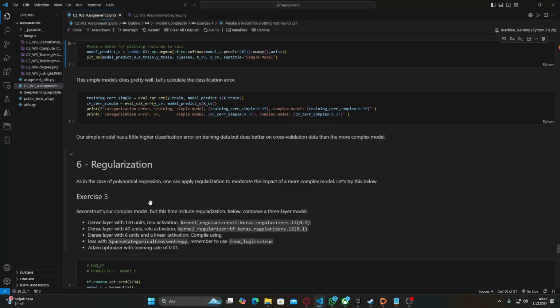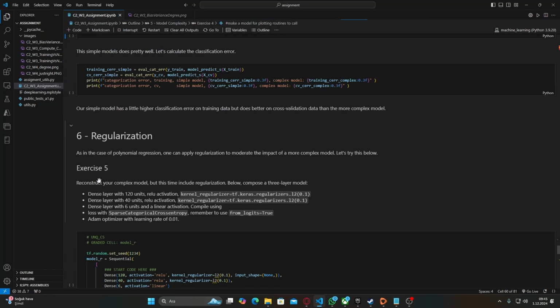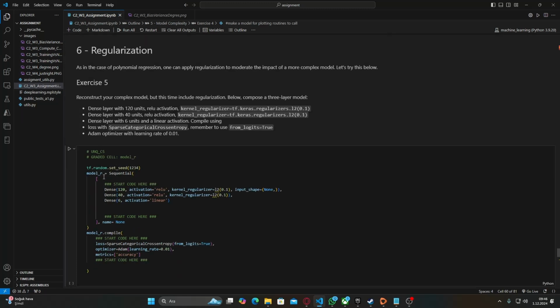After this one, I'm going for the regularization. As in the case of polynomial regression, one can apply regularization to moderate the impact of a more complex model. Let's try the below, and here is exercise 5. I'm just going to explain what I've done here and reconstruct a complex model, this time including regularization.